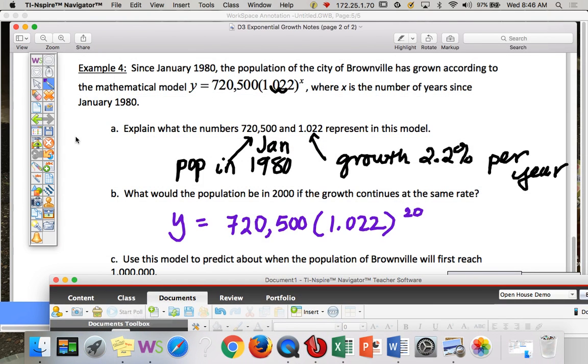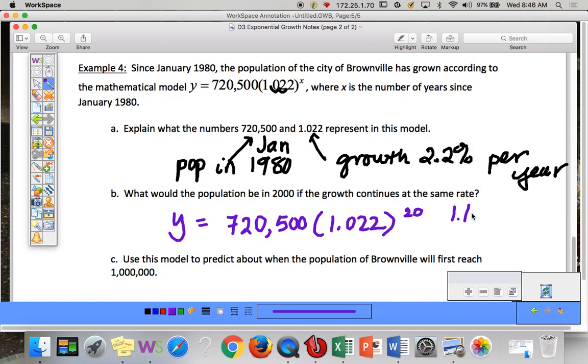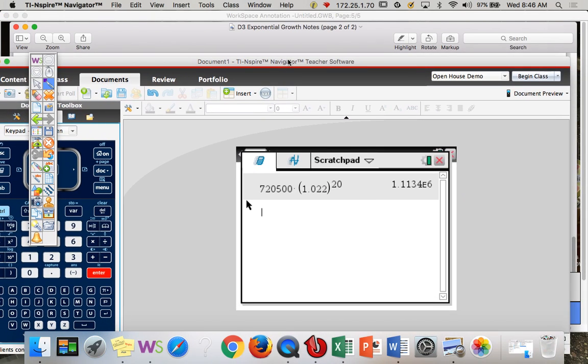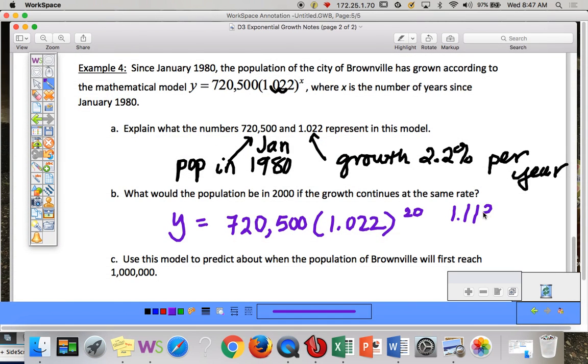1.1134E6. Need to write this down. 1.1134E6. It means move the decimal place over 6 times. So 1, 2, 3, 4, 5, 6. So this number is 1,113,400.